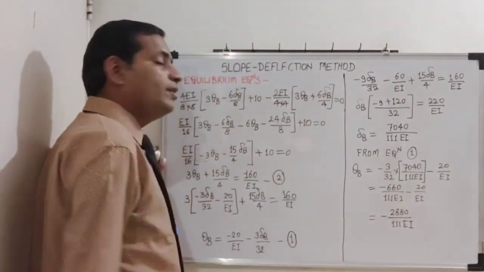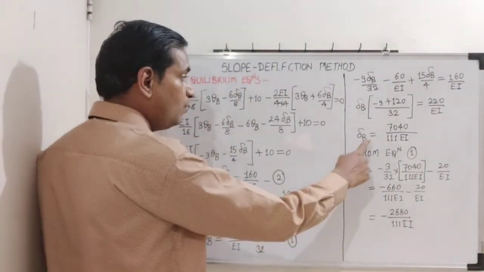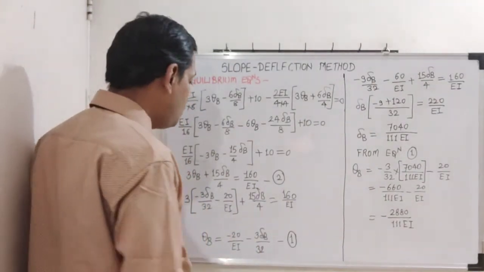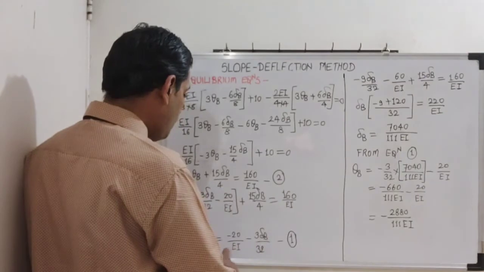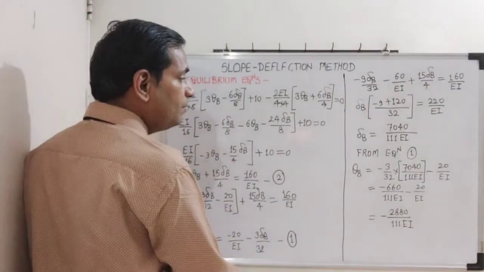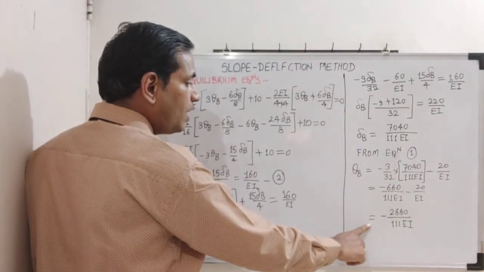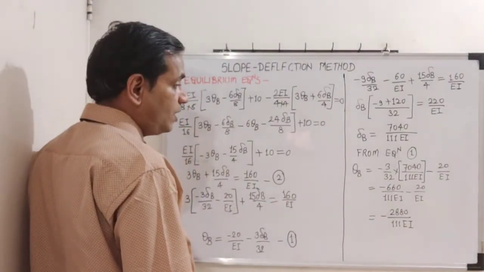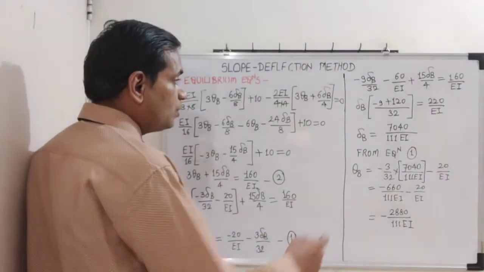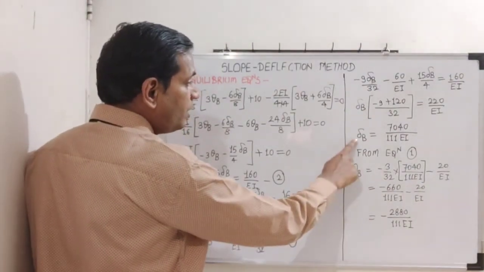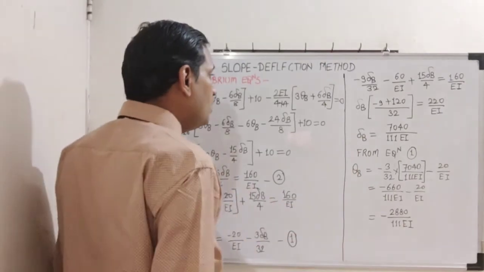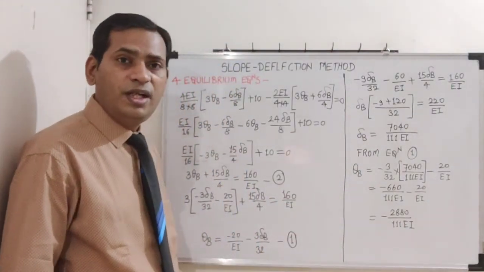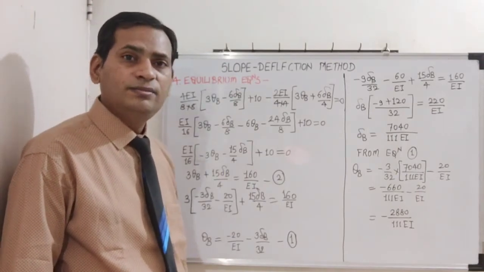So this value of delta B will be substituted back to equation 1. We will get theta B. So theta B comes to be minus 2880 upon 111 EI. Now we have got both our unknowns, theta B as well as delta B. So we will again keep these values in step number 3 and we will get the final moments.